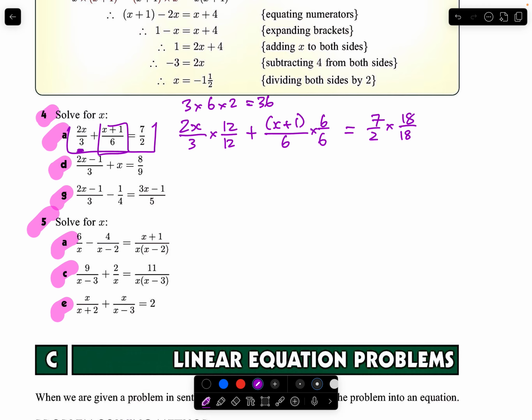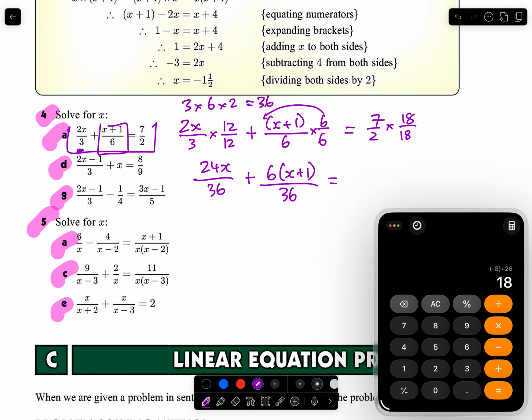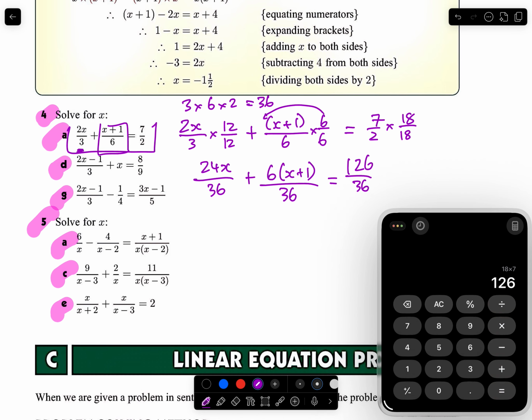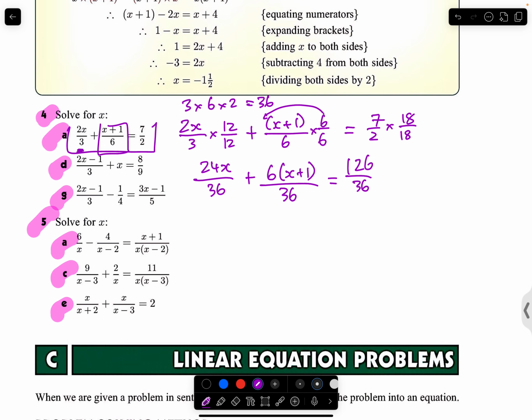So now 2x times 12 is 24x. 3 times 12 is 36 plus, let's rewrite this with the 6 on the other side because the order of multiplication doesn't matter. 6 lots of x plus 1 over 36 equals 7 times 18. I don't know my 18 times tables. 18 times 7, 126 over 36. The denominators are all the same now, so we can ignore them.